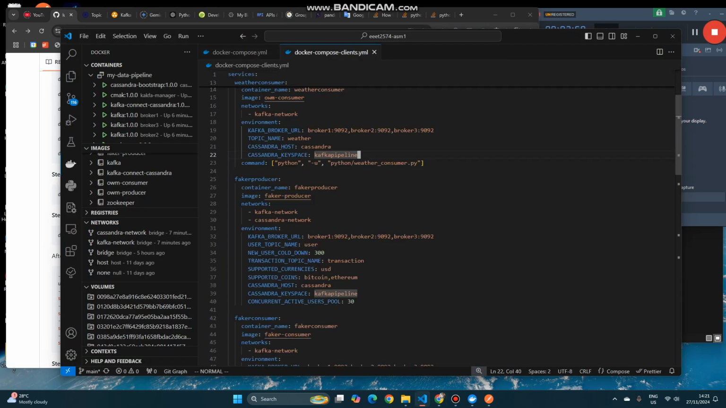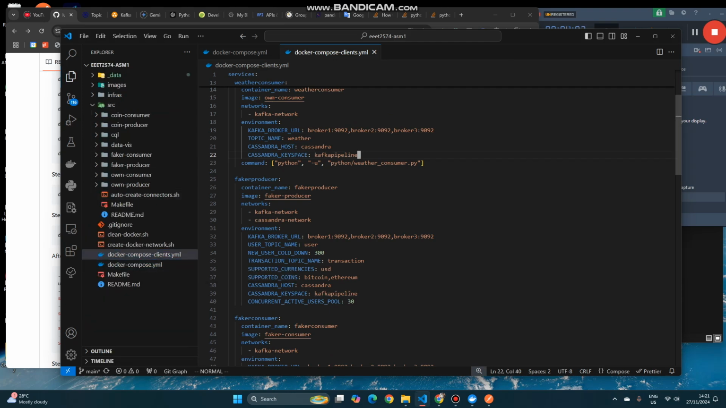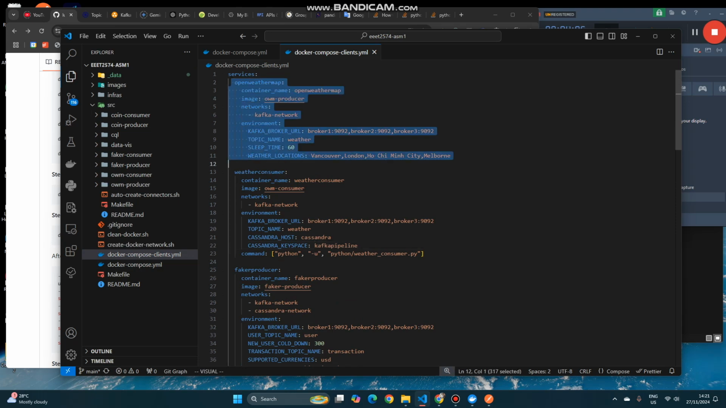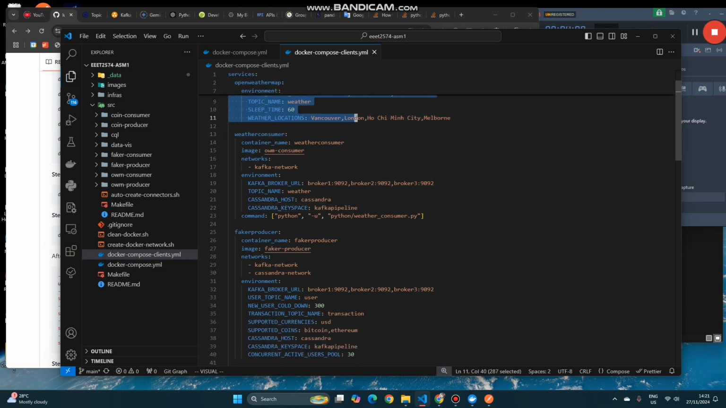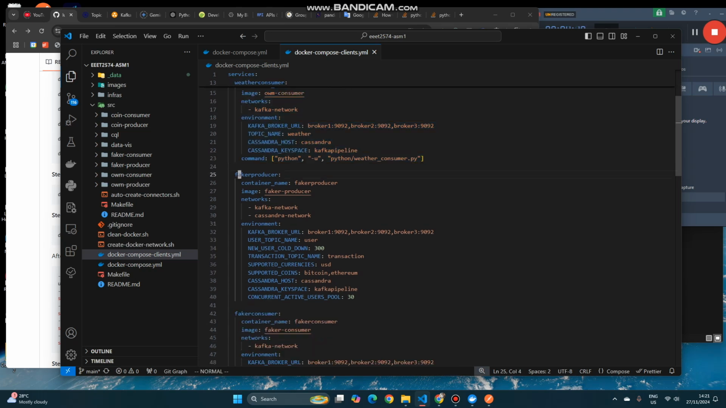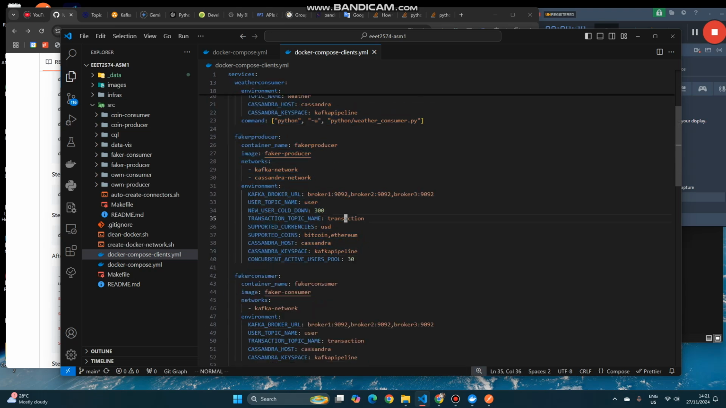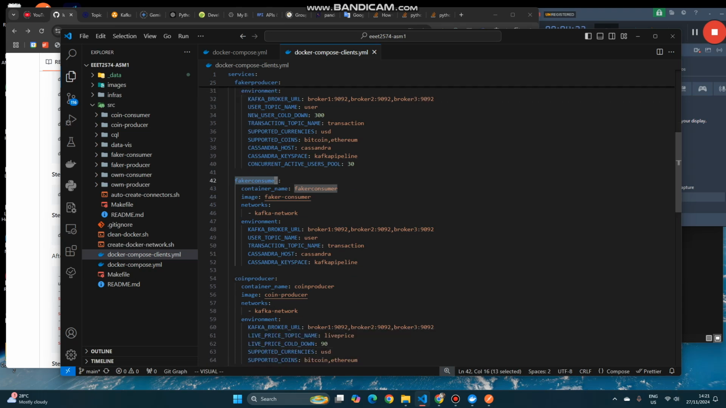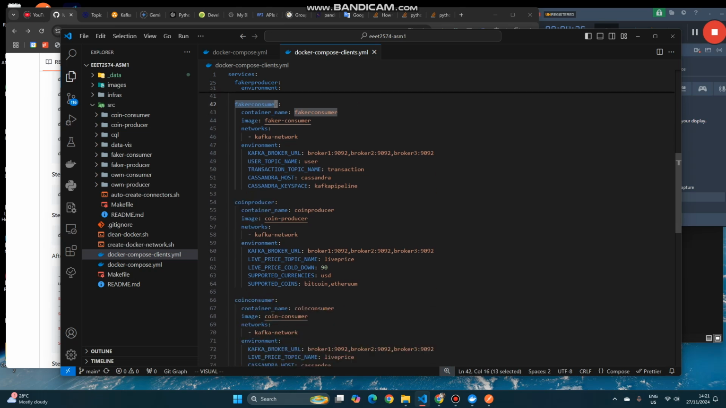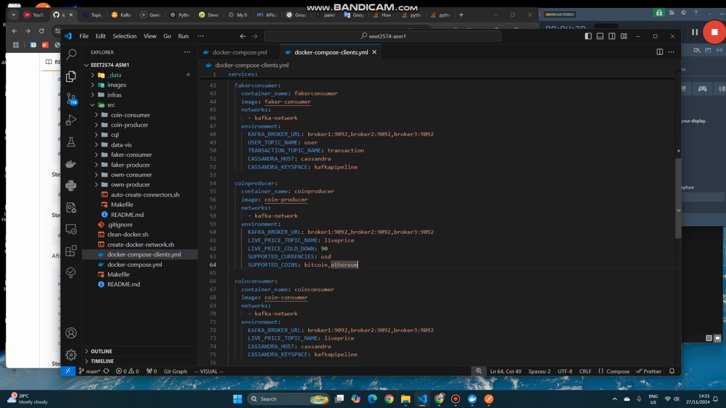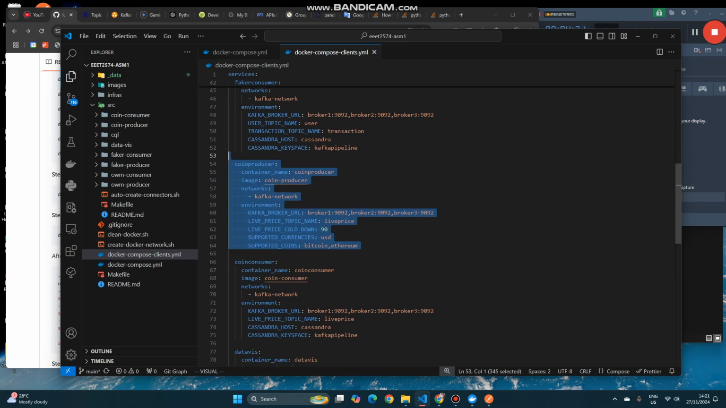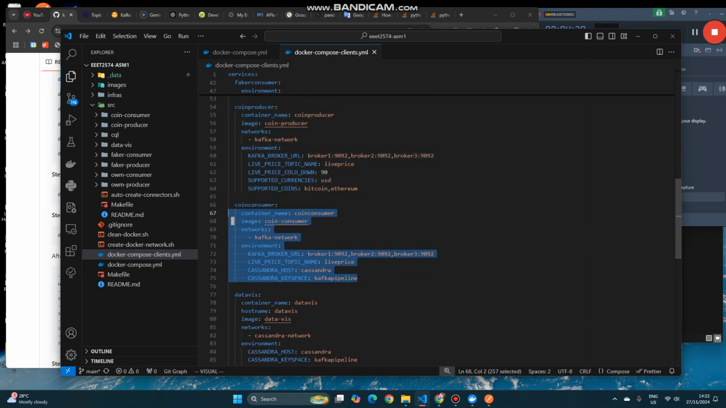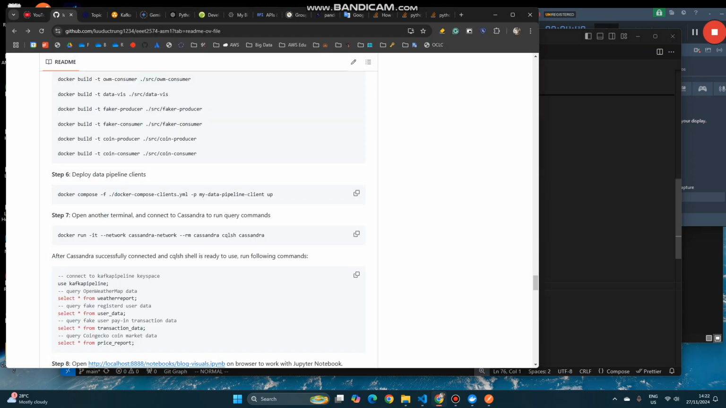So this is another Dockerfile next to the Docker compose file. This one contains the weather producer, weather consumer, fake producer that generates the transaction and user registration fake data, and fake consumer to consume the data generated by the producer and bring it into the terminal, the console. Price producer to get the live market data of the coin, and coin consumer. Okay, let's run it.